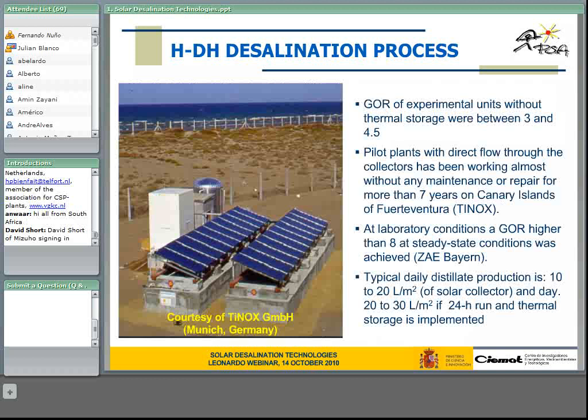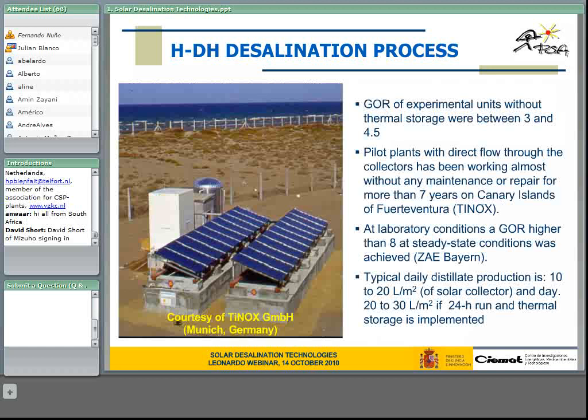The typical production of these units is from 10 to 20 liters per square meter of solar collector per day. If we introduce thermal storage and 24-hour operation, this production could increase up to 30 liters per square meter of solar collector.